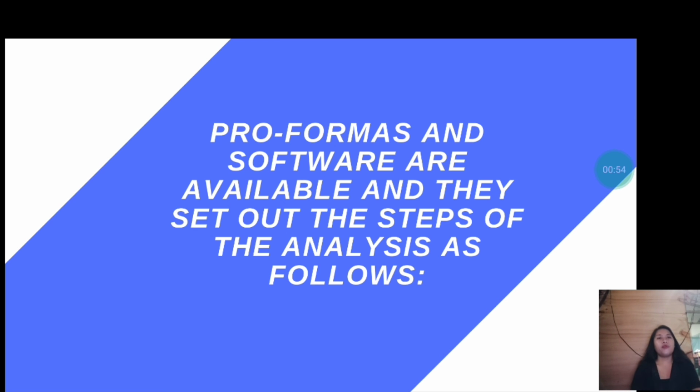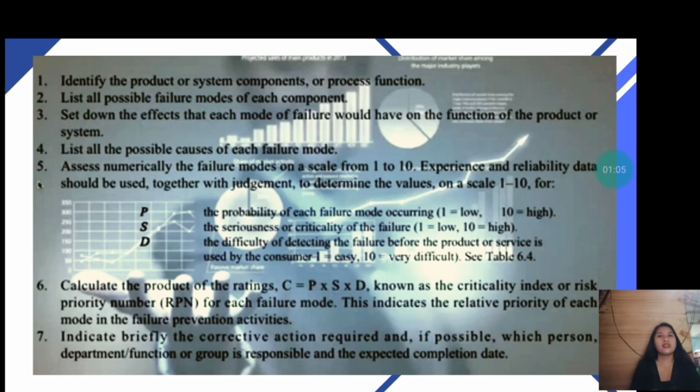So, proforma formats and software are available and they set out the steps of the analysis as follows. First, identify the product or system components or process function. Second, list all possible failure modes of each component. Third, set down the effects that each mode of failure would have on the function of the product or system. Fourth, list all of the possible causes of each failure mode.